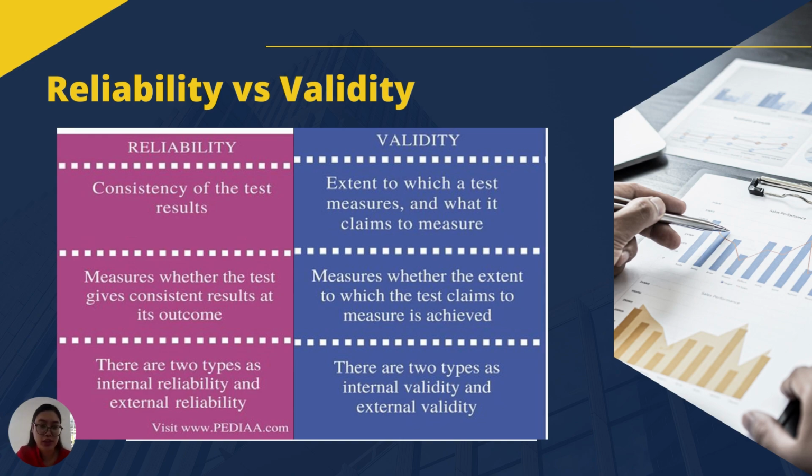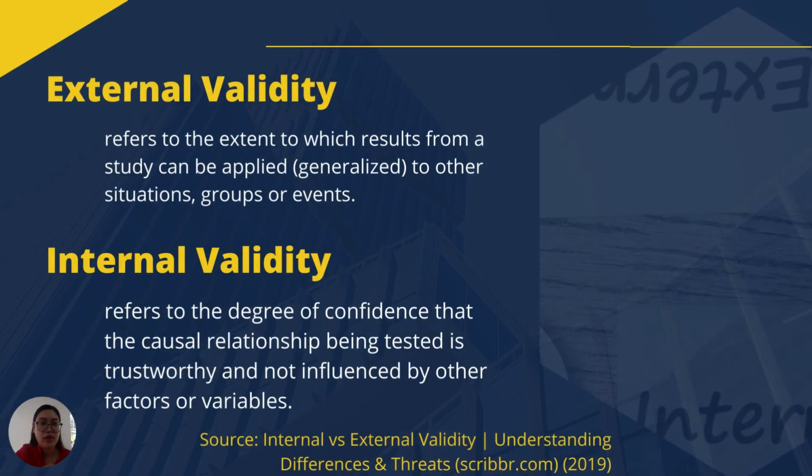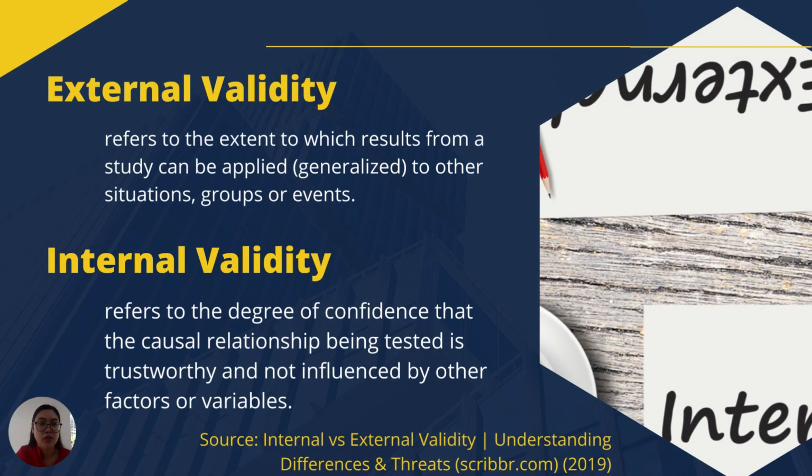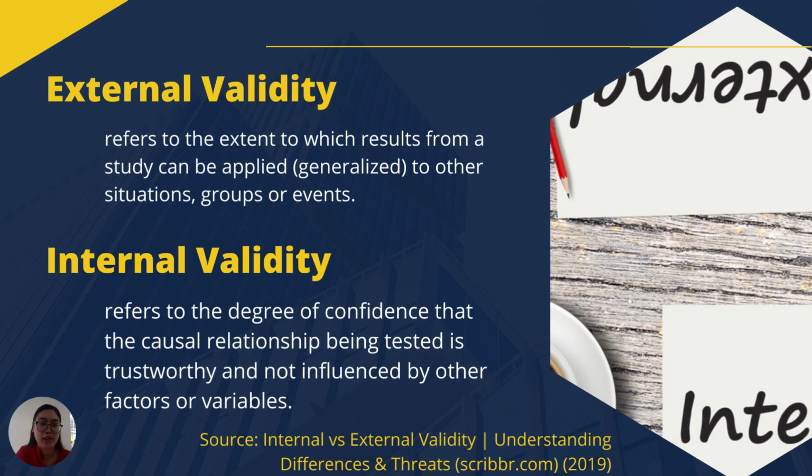To assess the validity of a cause and effect relationship, you should also need to consider internal and external validity. So these are the two types of validity. So what is external and internal validity? External validity refers to the extent to which results from a study can be applied, generalized to other situations, groups, or events. So external validity helps to answer the question, can the research be applied to the real world? If your research is applicable to other situations, external validity is high.